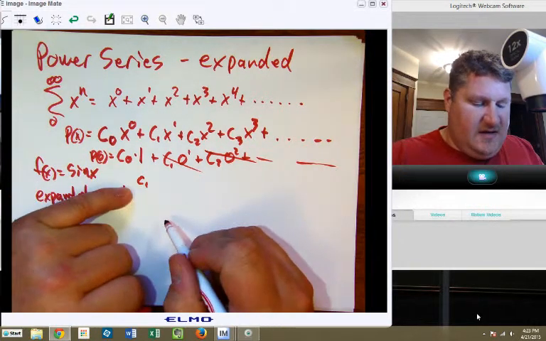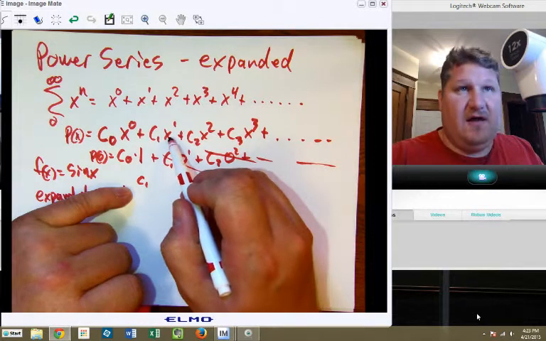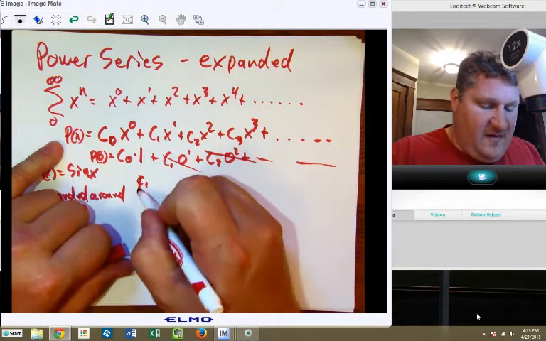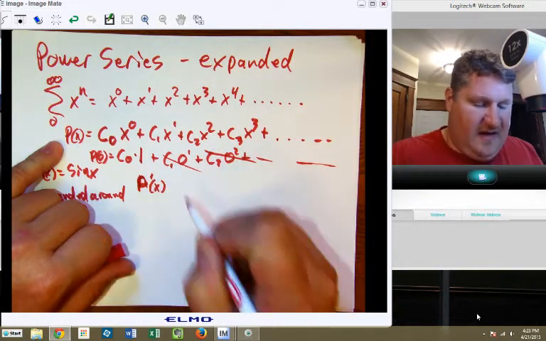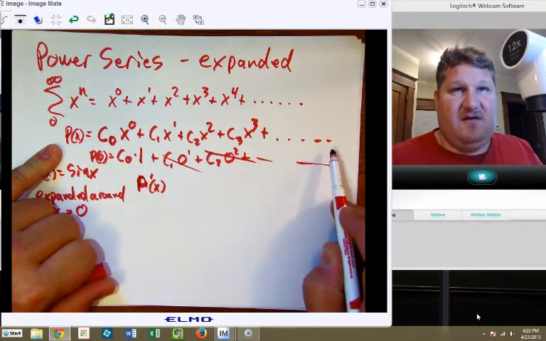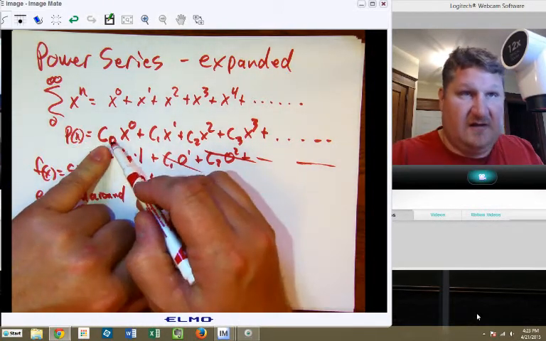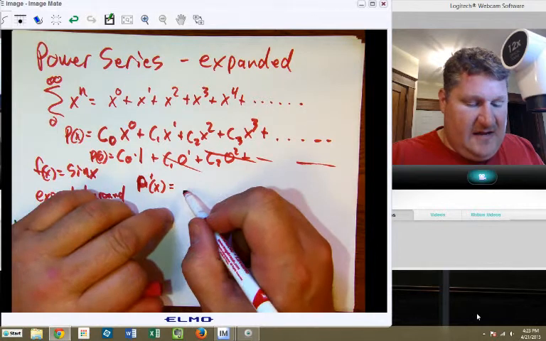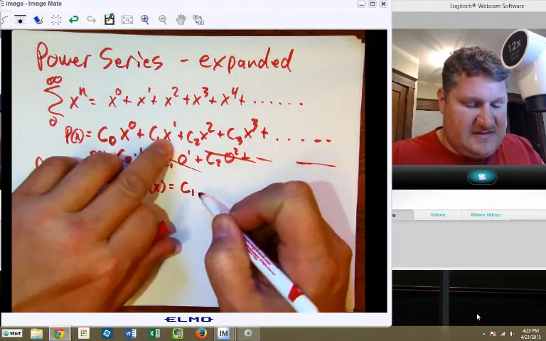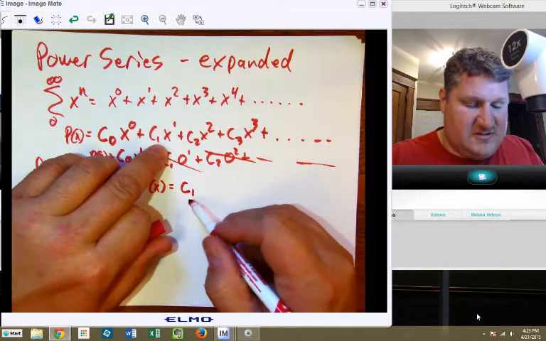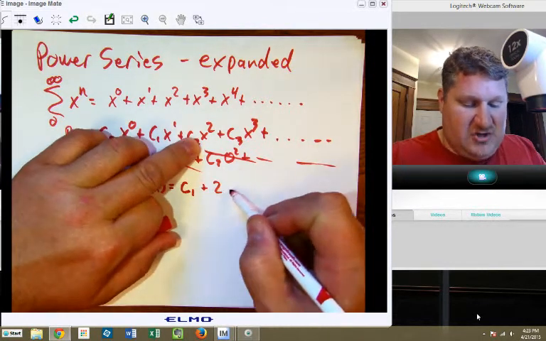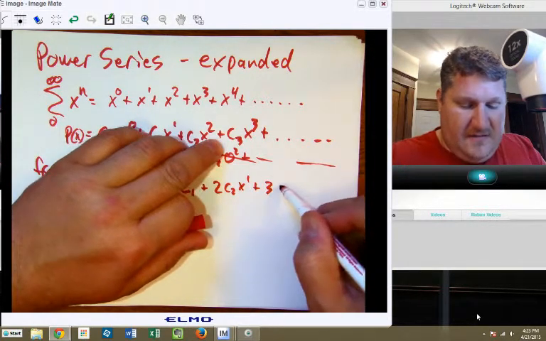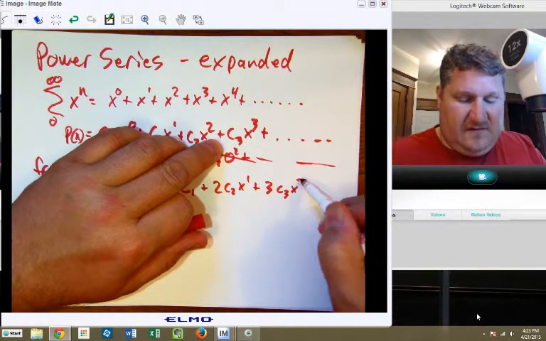Well, c1 is going to be left over if there's no x here. How do I get rid of an x to the first? Well, what if I found p prime of x, and I differentiated every bit of this power function? Well, first of all, this is a constant, so that is going to go away, leaving c1, because x is going to go away and just become a constant. This, it's going to bring down a 2 c2 x to the first plus 3 c3 x squared.